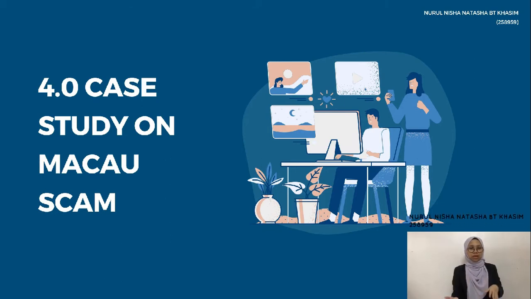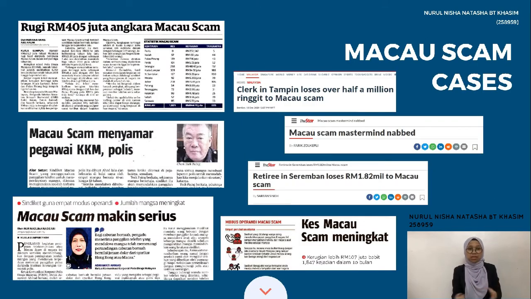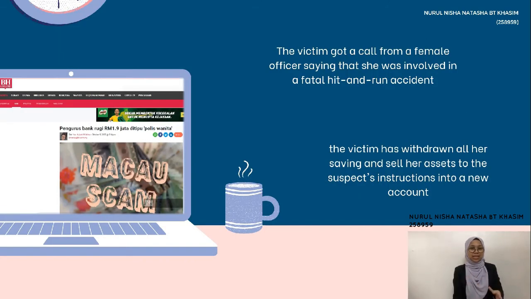I will proceed with the case study on the Macau Scam. According to the latest findings by the Commercial Crime Investigation Department, a total of 4,865 investigation papers on the Macau Scam syndicate were opened by the PDRM. There are a few cases under fraud and electronic banking which can be linked to the Macau Scam syndicate. But the most highlighted case related to our assignment is the case involving a bank manager who incurred a loss of more than 1.97 million.